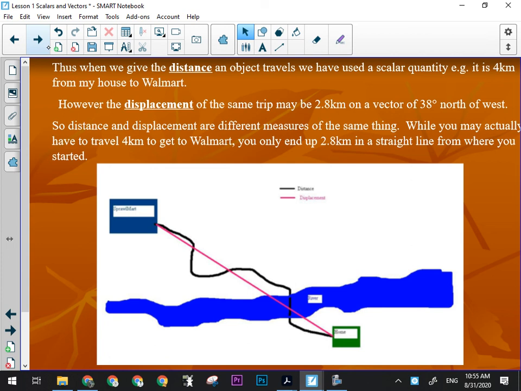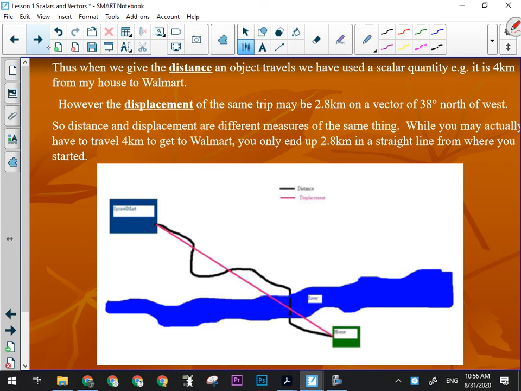All right. So let's say that when I went to Walmart, I followed this path here, and let's say it was 4 kilometers. When I got to Walmart, I had traveled 4 kilometers. But I actually only ended up 2.8 kilometers in a straight line from my house. 2.8 kilometers, 38 degrees north of west.